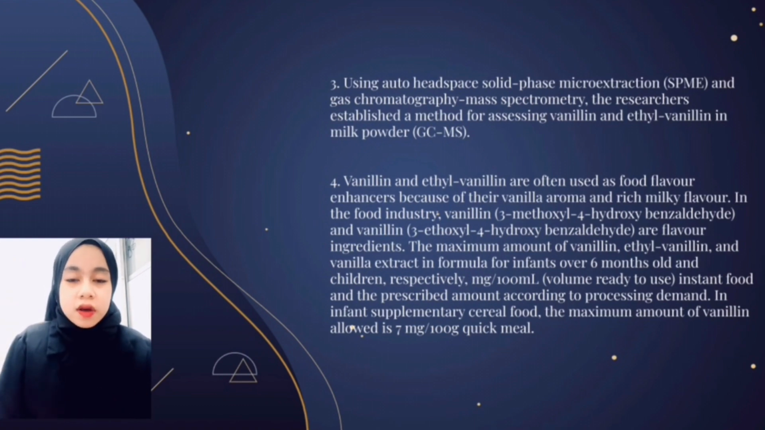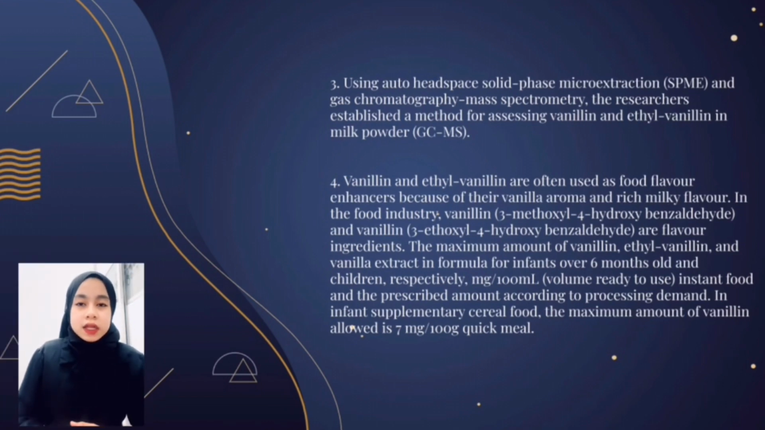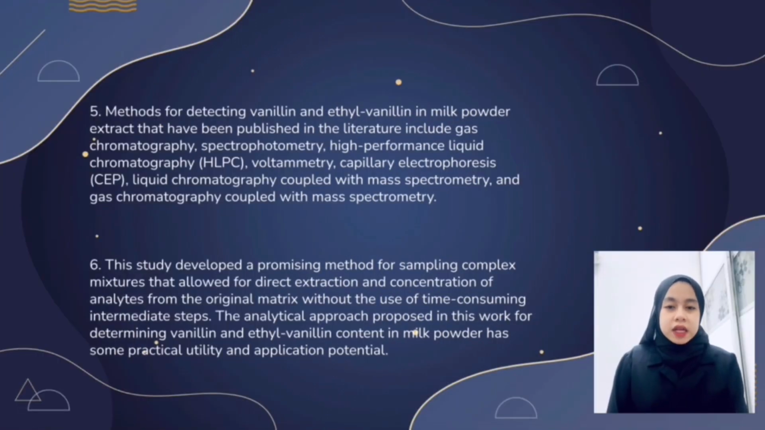The maximum usage of vanillin, ethyl vanillin, and vanilla extract in formula for infants of 6 months and children is 100 mg per 100 ml ready-to-use volume, and for instant food the prescribed amount is according to processing demand, respectively. The maximum of vanillin allowed in newborn supplementary carrier food is 7 mg per 100 grams of instant meal. These are the methods for detecting vanillin and ethyl vanillin in milk powder extracts that have been published in the literature so far.